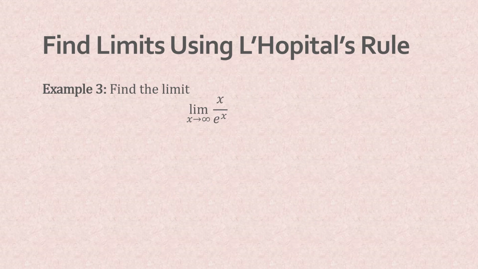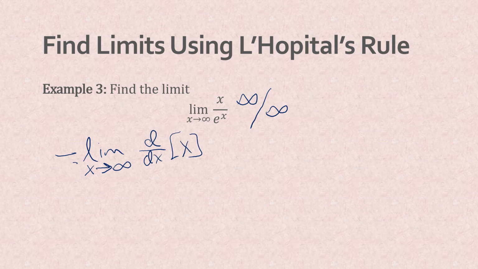Last but not least is our third example. Find the limit as x approaches infinity of x over e to the x. Now this is of the indeterminate form infinity over infinity, since both x and e to the x have a limit of infinity as x goes off to infinity. So in order to compute this limit, we'll again apply L'Hopital's rule, which says that this should be the same as the limit as x goes to infinity of the derivative of the numerator, the derivative of x, all over the derivative of the denominator, the derivative of e to the x.